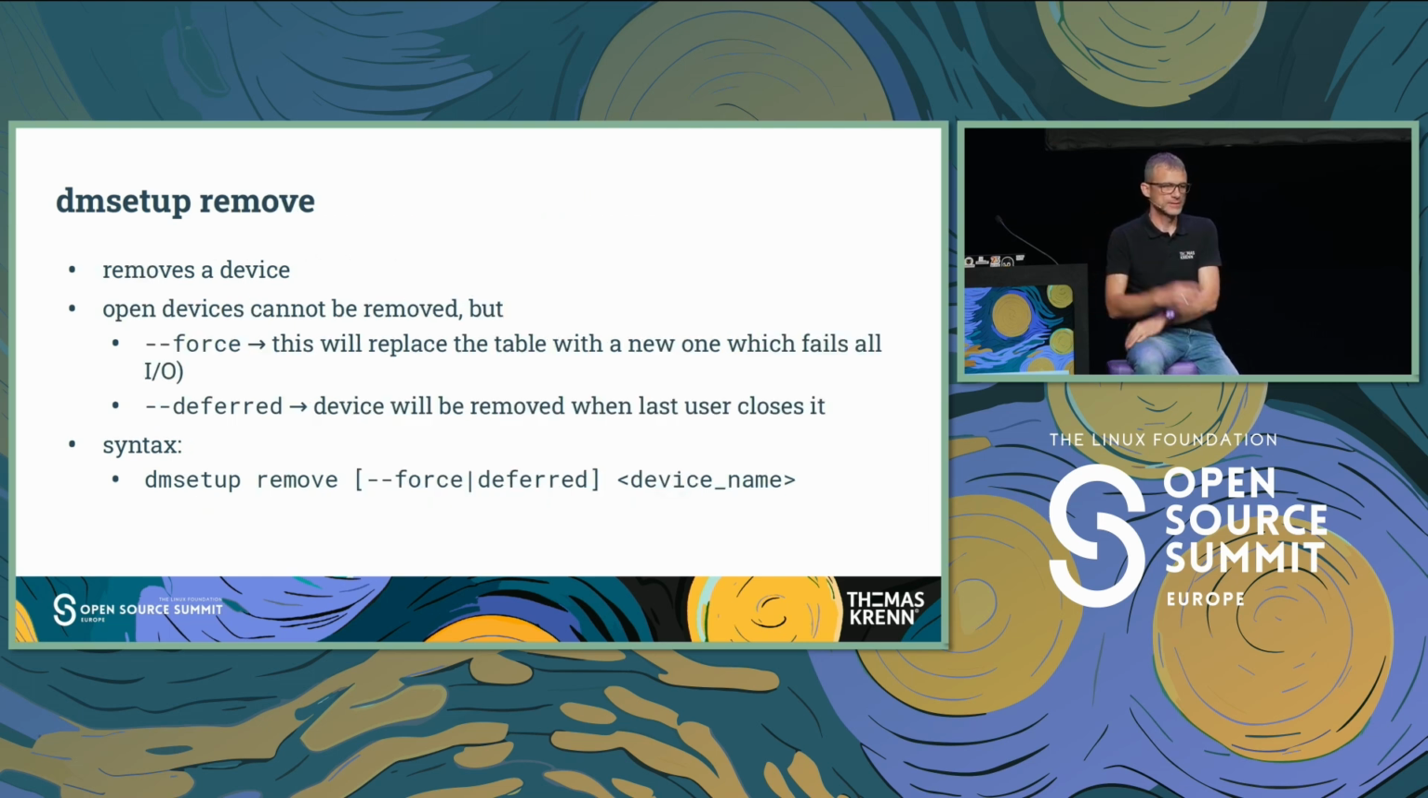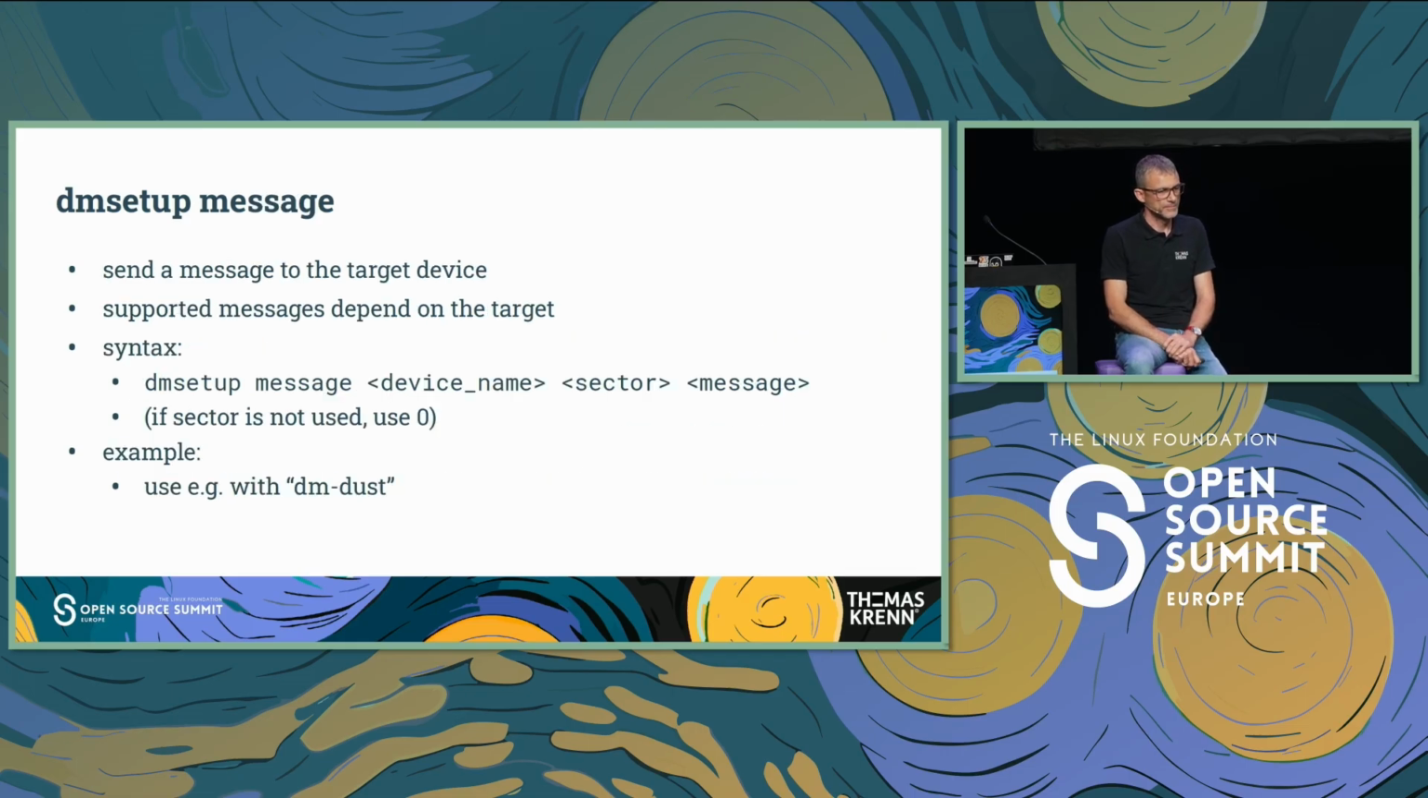Remove, on the other hand, removes a device. It cannot be removed when it's still in use. For that, there are two options. You can force it. This will replace the table with a new one, which fails all I/O. Or you can also remove a target deferred, which means the device will be removed when the last user closes it. So these two options are also possible here to remove a target. And as mentioned, normally you won't do this as a user, but it's good to know in the background how things are working to get an idea how the device mapper is working.